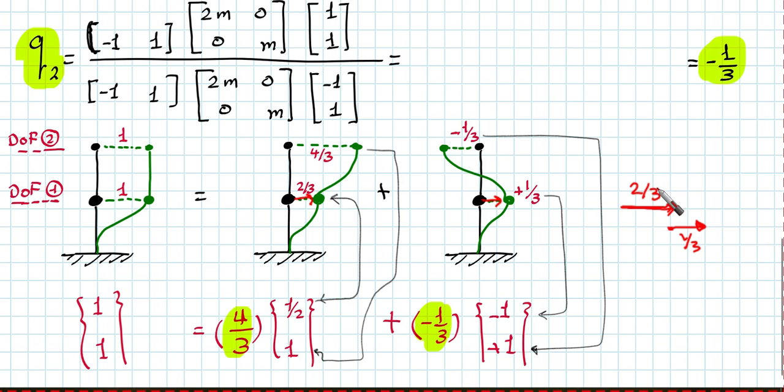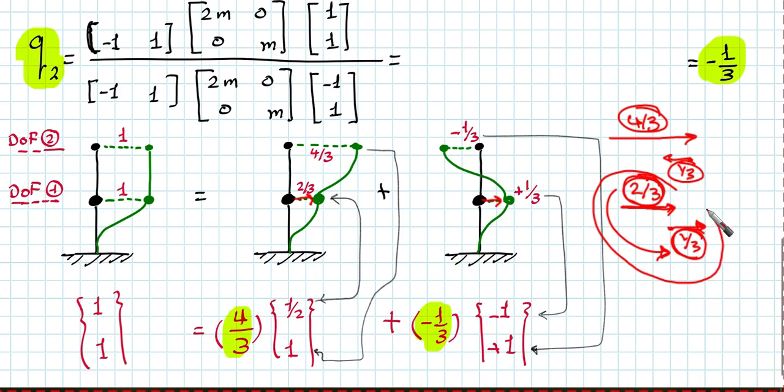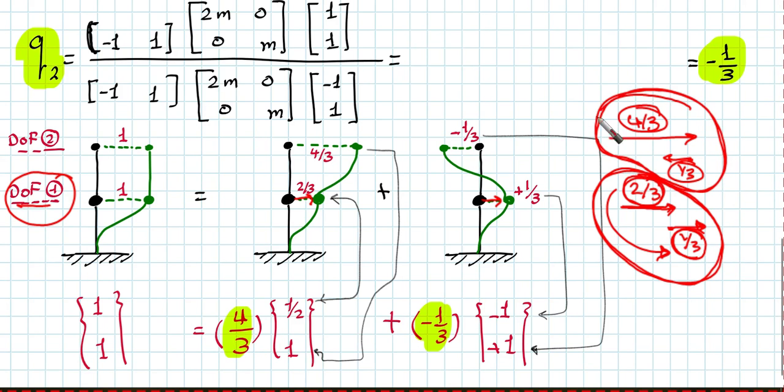So the contribution from the first mode is already double that of the second mode. However, here, as I said, we are moving 4/3 in this direction, going back by 1/3 in this direction. First mode, this is second mode. So we can say that the first mode and second mode are contributing in the same direction for degree of freedom 1. However, for degree of freedom number 2, the first mode and second mode are opposing one another.